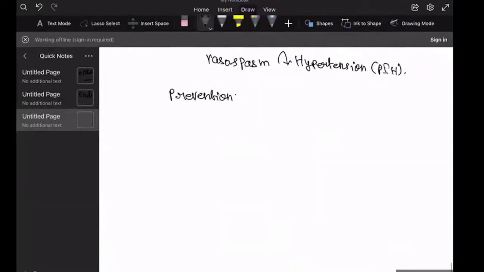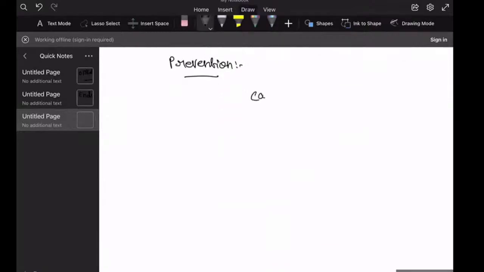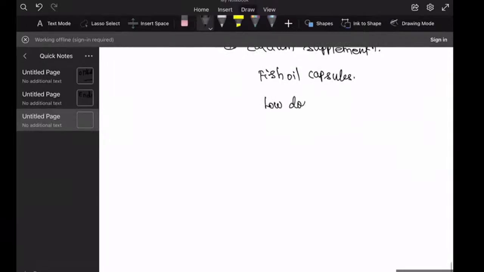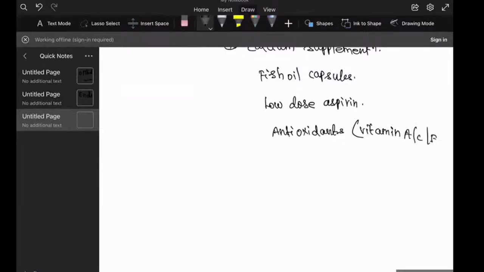Prevention of PIH: calcium supplementation is very important, it has been asked in the exam. Calcium supplementation, fish oil capsules, low dose aspirin, and antioxidants. What are the antioxidant vitamins? Vitamin A, C, E. Very good. And the most potent antioxidant among these vitamins is Vitamin E.